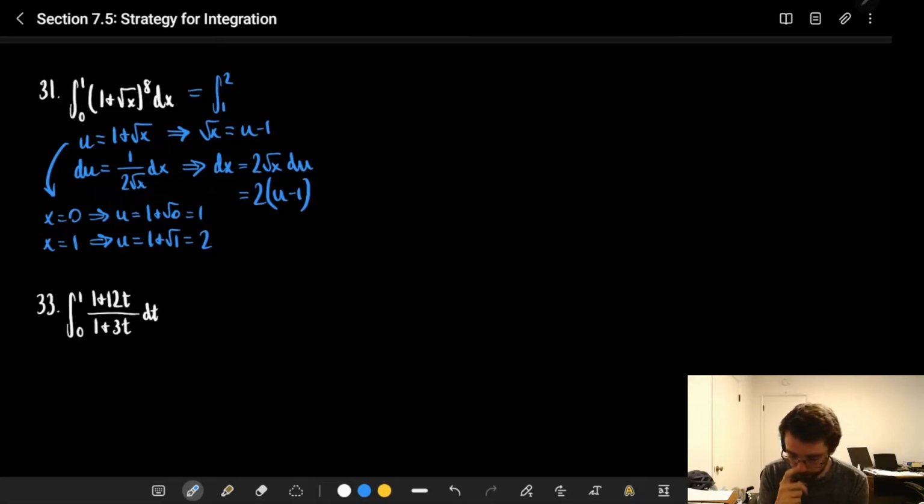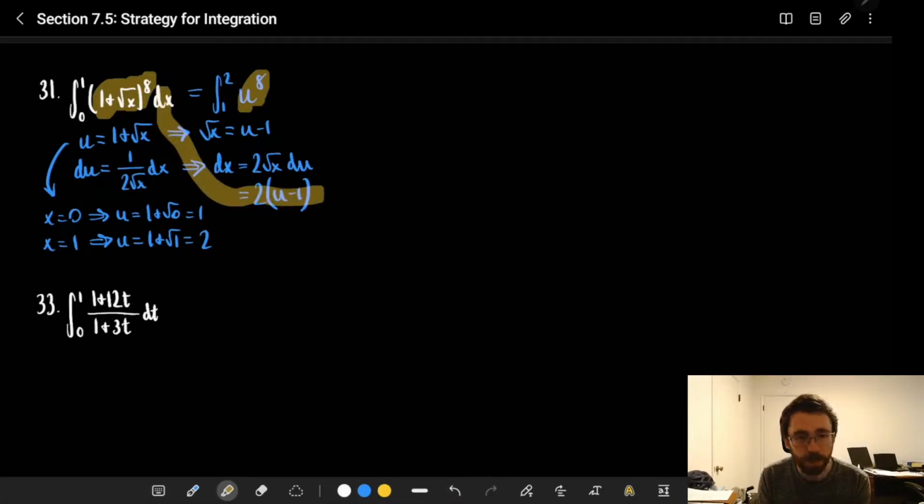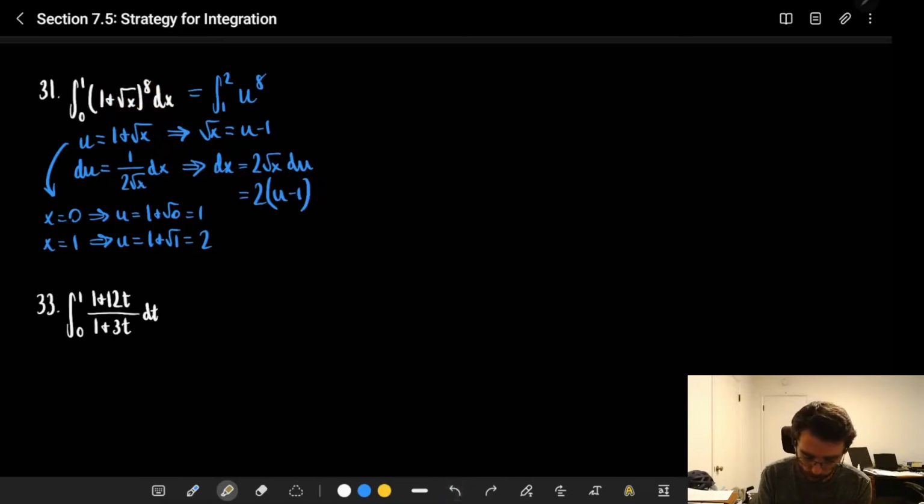And let's see if we can actually write this integrand down. So 1 plus root x is u, and we're raising that to the 8th power. That gives me this. And then I just have to write down what dx is, right? That's the only piece I'm missing. But dx is just right here. 2 times u minus 1. So times 2u minus 1.